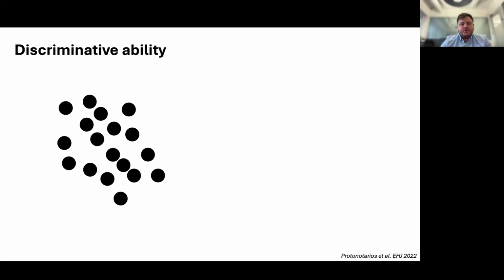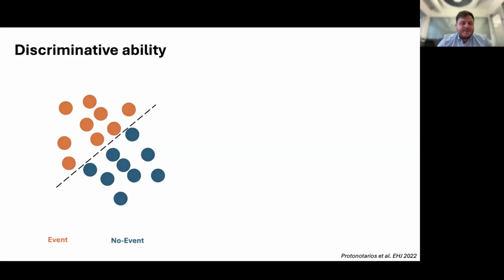Imagine all these data points are patients. This is quite a metaphorical graph, not an actual data-driven one. Essentially, if the oranges are the ones that will get the event and the blues are the ones that won't, you want a model that is this line, able to perfectly separate those two without any overlap, and tell you that these people will definitely have the event at the time point that you have set. But in reality, you never get that. I don't know if it's statistically feasible, Menelaos, but it seems to be quite difficult.